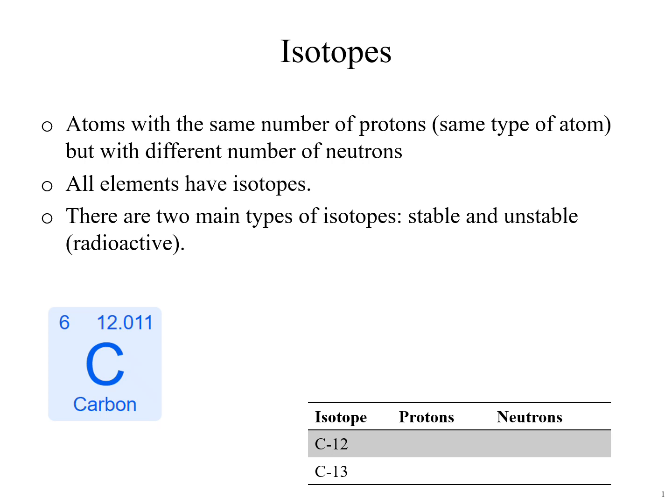So whenever we have atoms representing the same element but with a different number of neutrons, what we're referring to is isotopes.